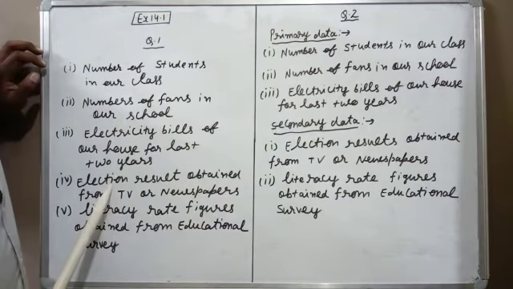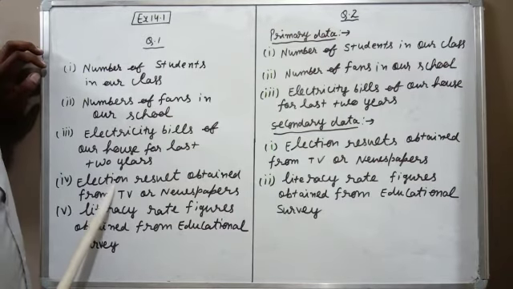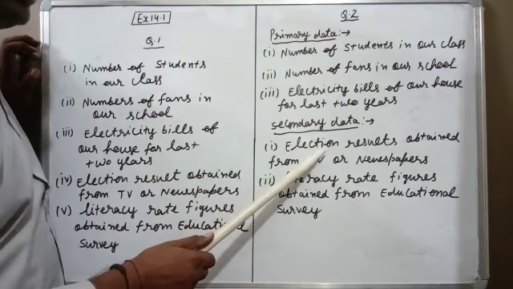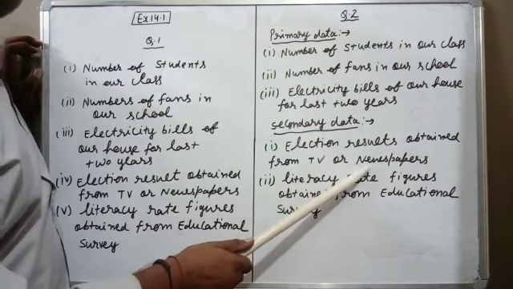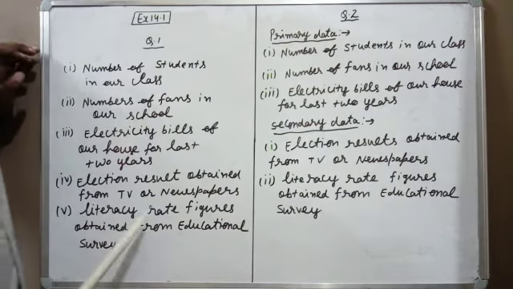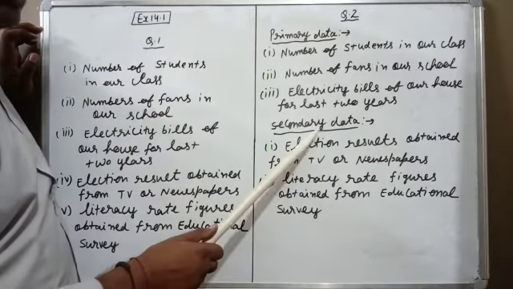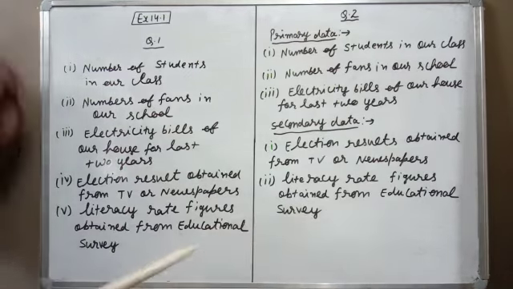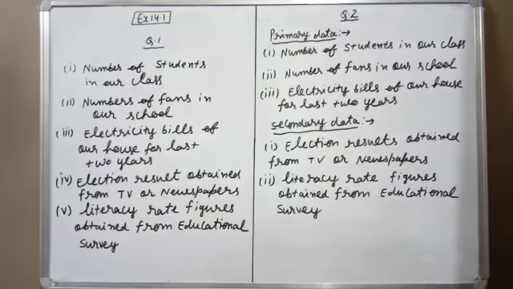But if I take this fourth and fifth example, election result obtained from TV or newspaper, this is secondary data, because for this information you take the help of TV or newspaper. Then literacy rate figures obtained from an education survey, this is also secondary data, because again you take the help of an education survey, or you can say you take the help of books or any other source. So this type of data is called secondary data.